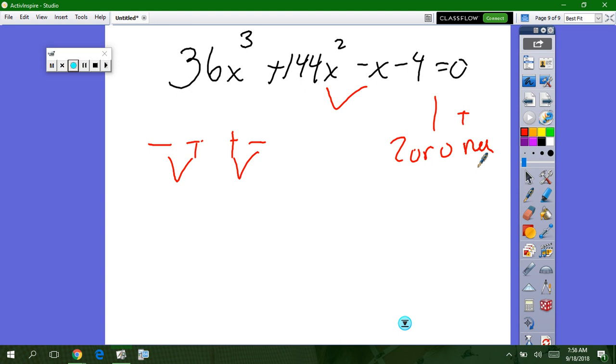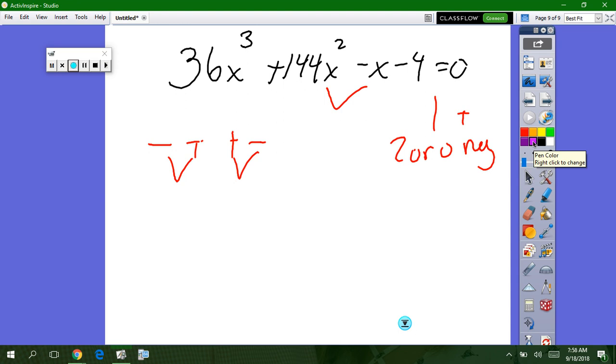Does that one positive have to be one of my rational possibilities? I want to make sure that you guys understand that's a no. Okay? All right, here we go. So let's look at our possible rationals. What are our possible rational numbers that I can pick?